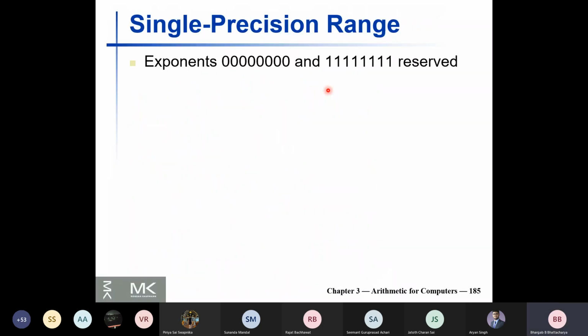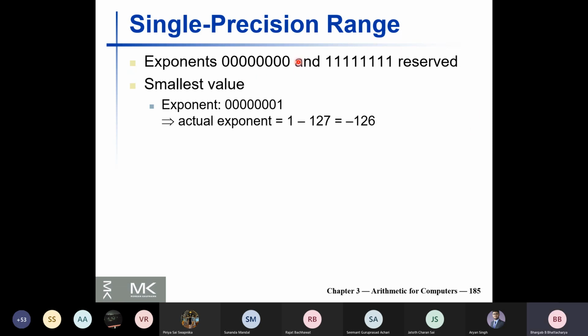What is the single precision range? In two's complement arithmetic, we say this is the maximum range, this is the maximum positive number, this is the minimum negative number, and so on. Similarly, what would be the range in the case of floating point? You have two exponents, the smallest exponent and the largest exponent, with 8 bits. Those two fields are reserved. This is reserved to indicate 0. This is reserved to indicate infinity or not a number.